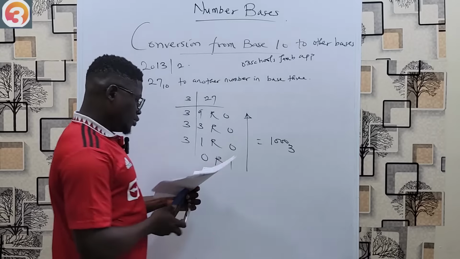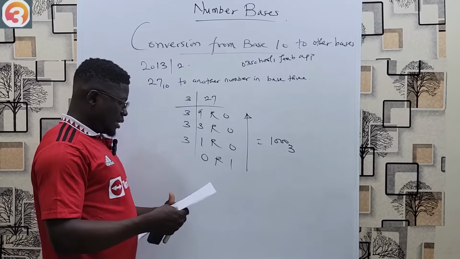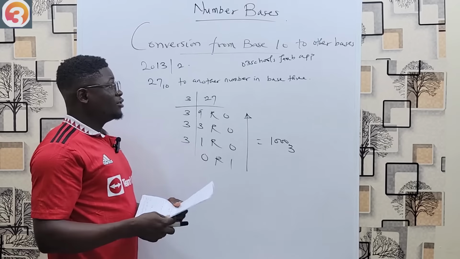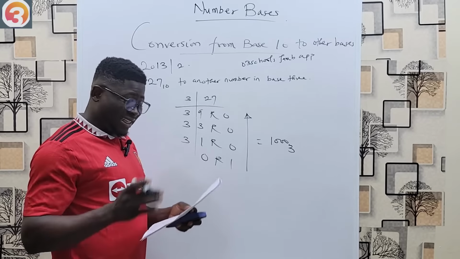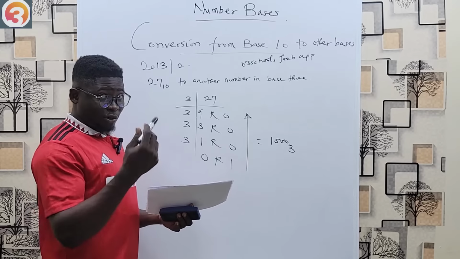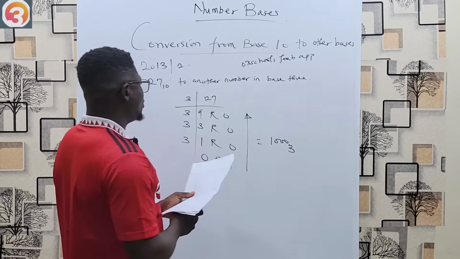So now let's take another question from the O3Schools JAMB app. This same question, convert 27 base 10 to another number in base 3, was repeated exactly in 2015 JAMB number 28. If you have the O3Schools JAMB app, you are going to see that there. So now let's go to another question.